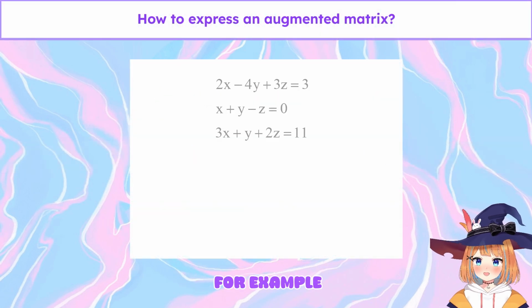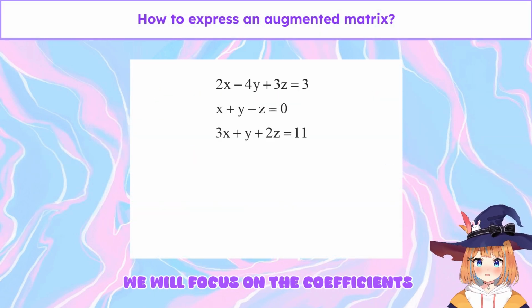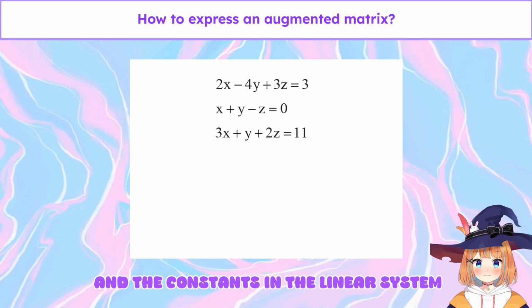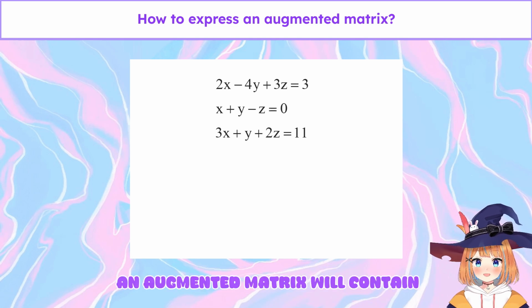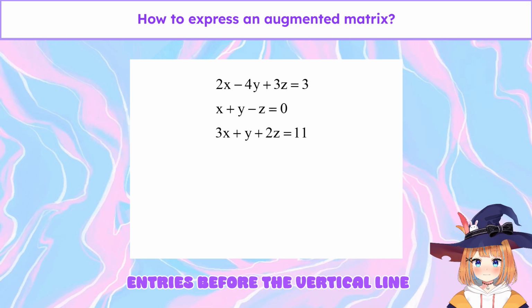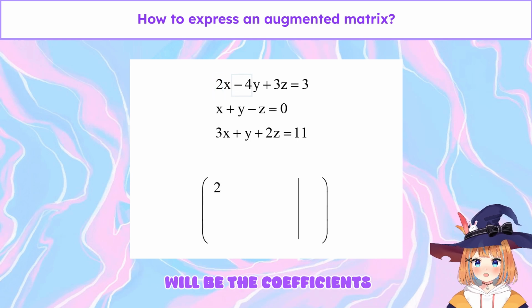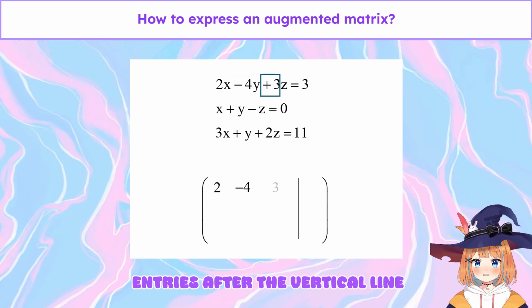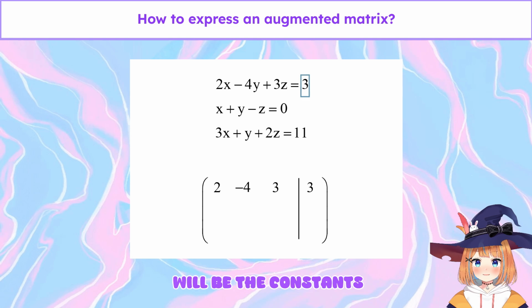For example, in the given linear system, we will focus on the coefficients and the constants in the linear system. An augmented matrix will contain a vertical line. Entries before the vertical line will be the coefficients. Entries after the vertical line will be the constants.